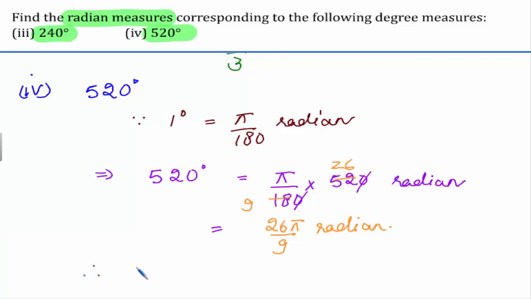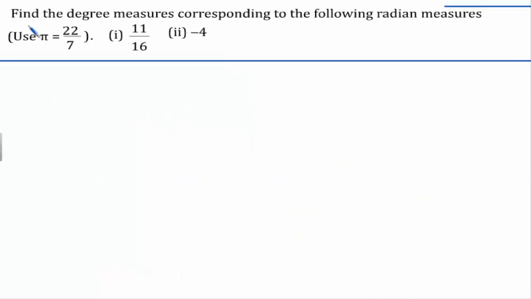Therefore 520 degrees is equal to 26 divided by 9 into pi radian. So this completes the solution. In this question, we have to find the degree measure of the corresponding radian measure. The first one is 11 upon 16 radian and the second one is minus 4 radian. Let's begin with the solution. And in the first one we have 11 upon 16 radian.